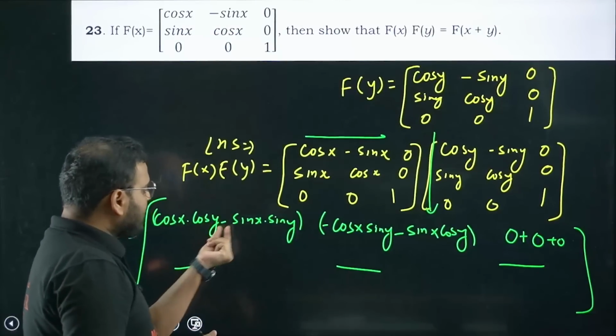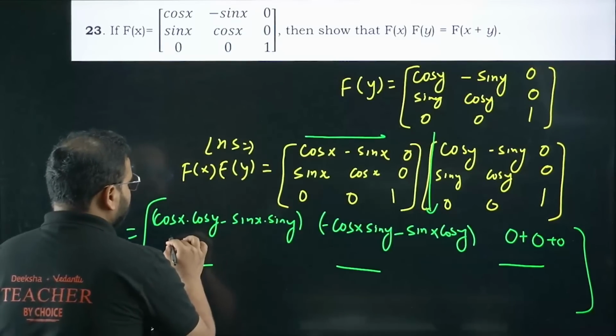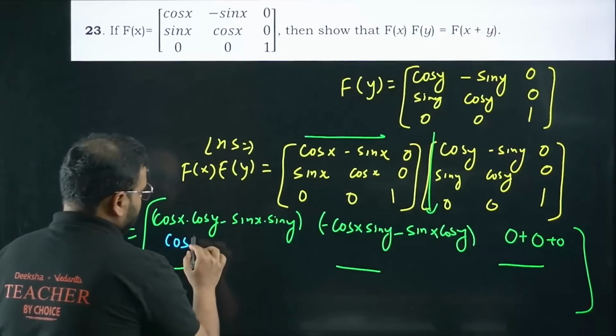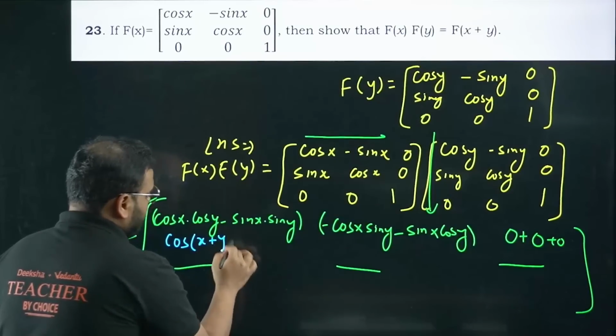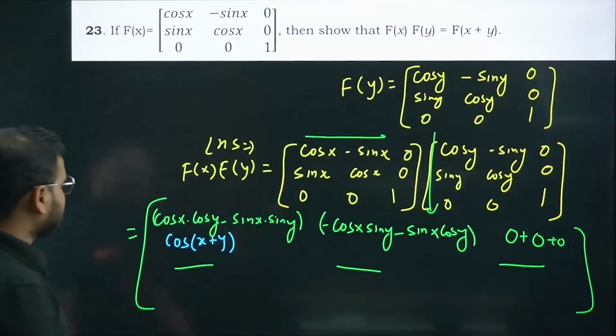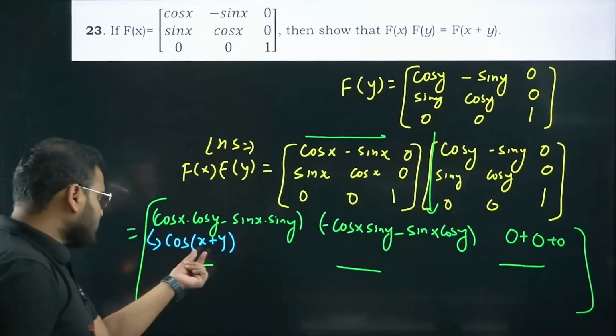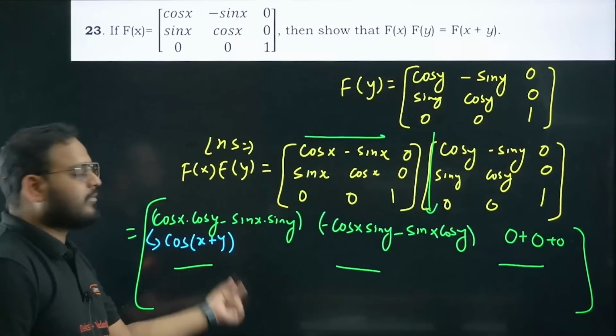Cos A cos B minus sin A sin B. It's simply cos of A plus B. Cos of A plus B. Same thing written over here. Please check. Cos A cos B minus sin A sin B is cos of A plus B.